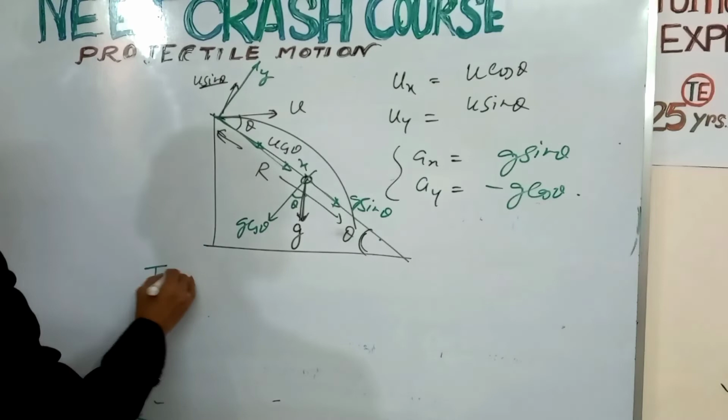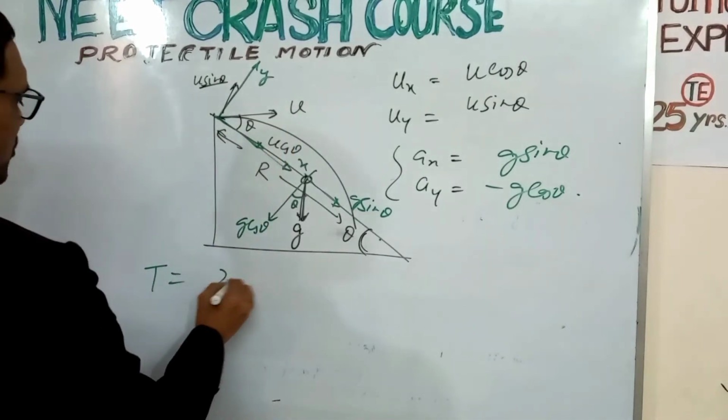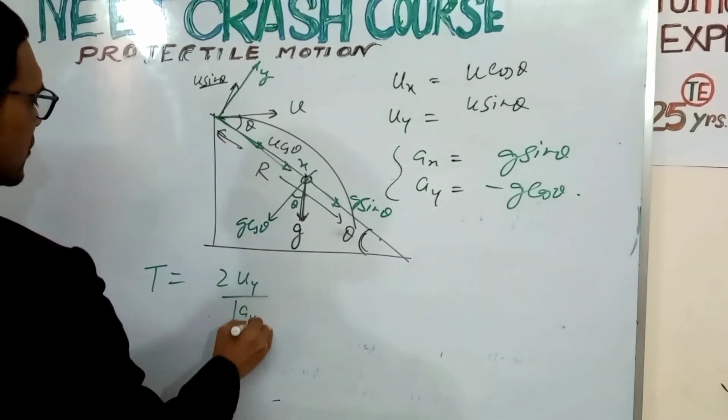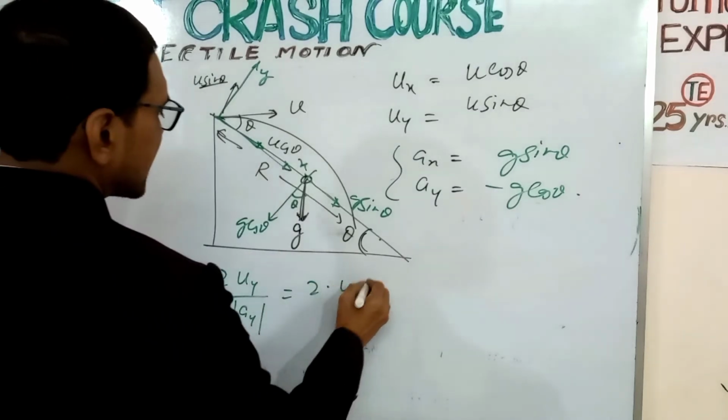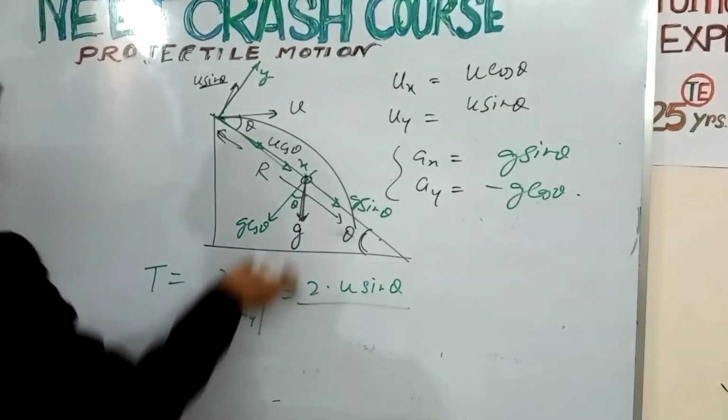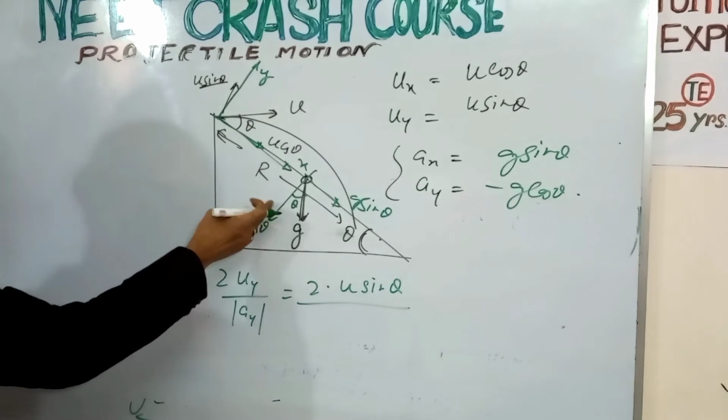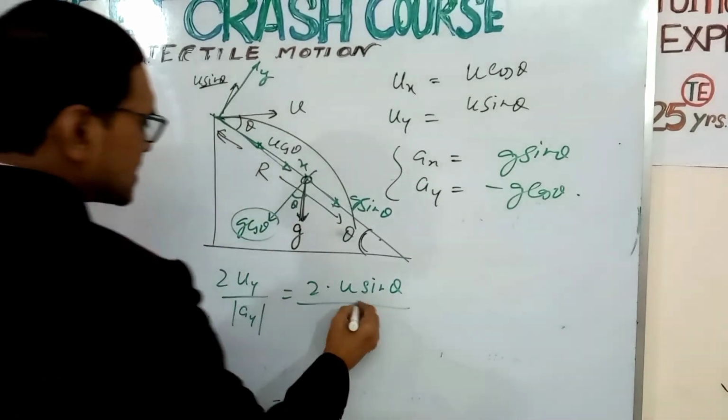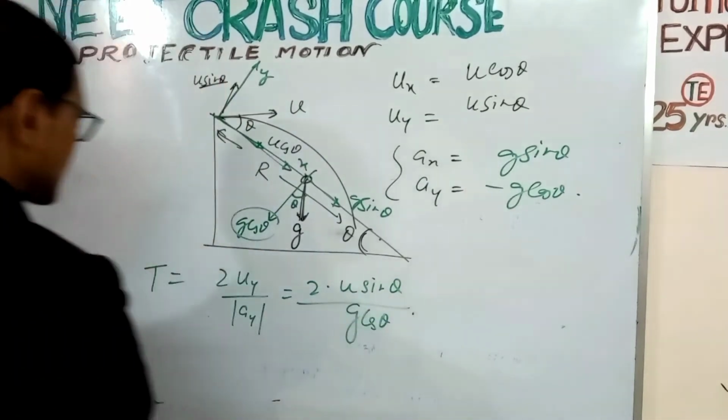So what is first? Find time of flight. Time of flight will always be uy by mod ay, that is 2 u sin theta by mod ay. Along y direction, what is acceleration? Acceleration is this, so this is g cos theta. So this is time of flight.